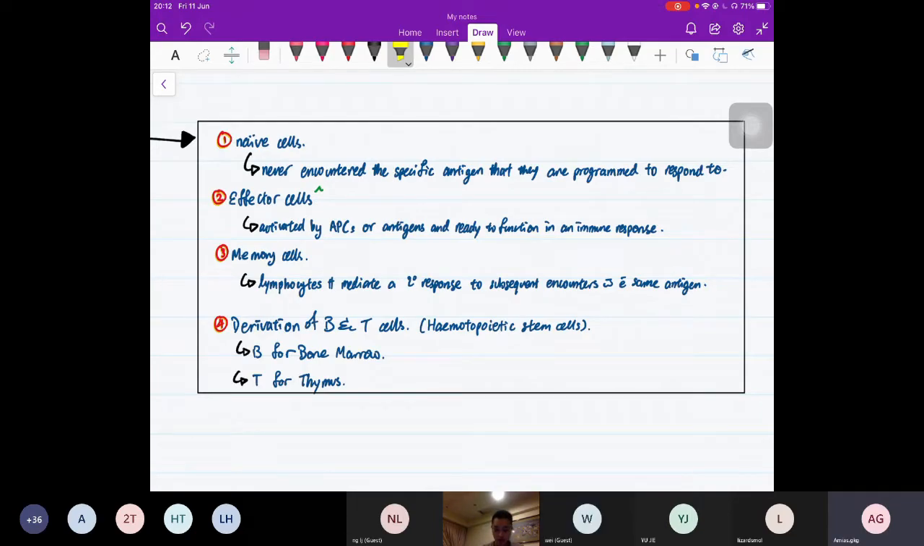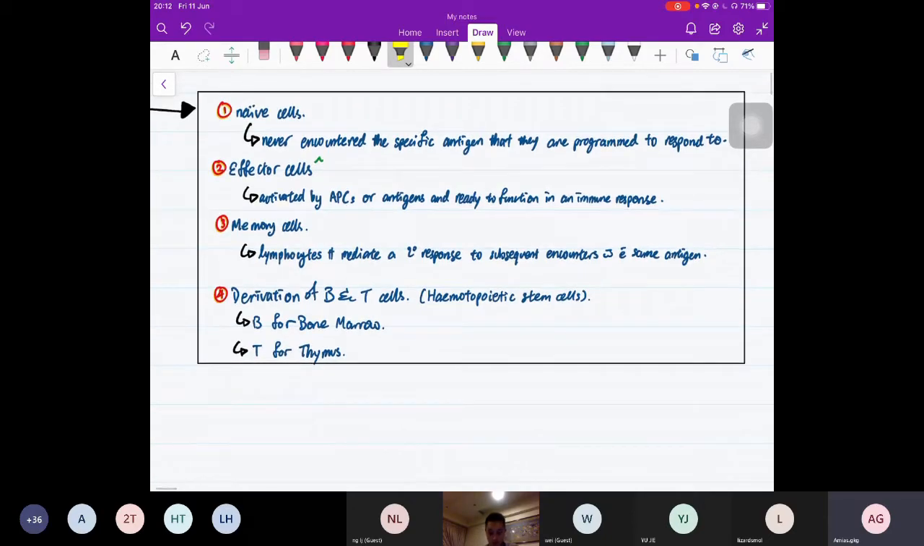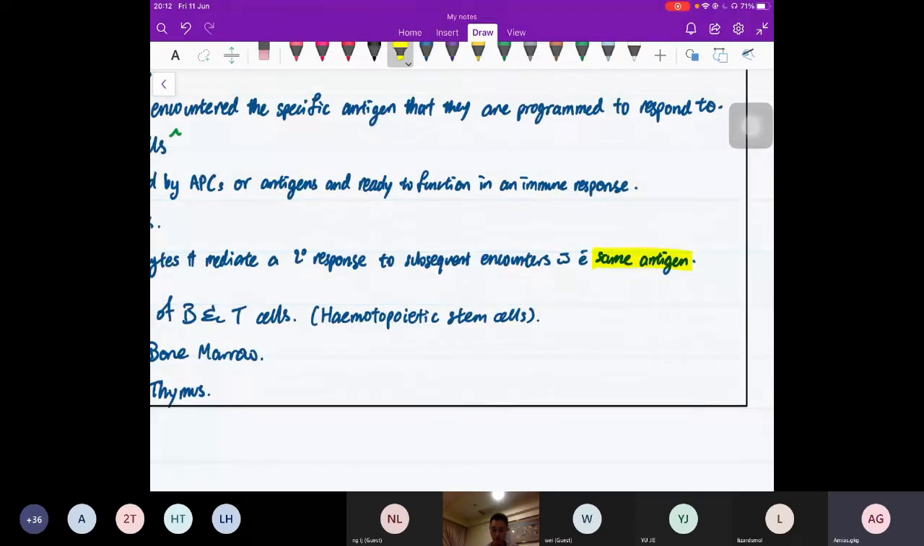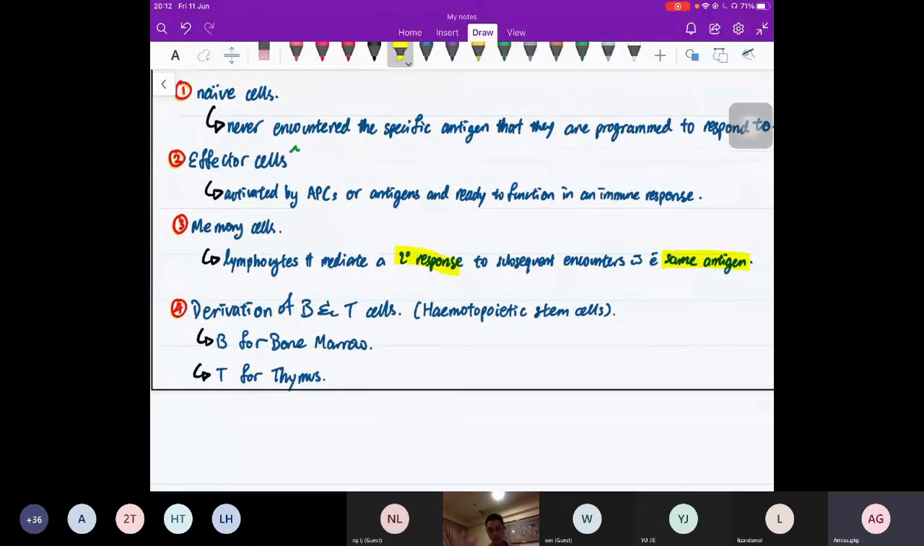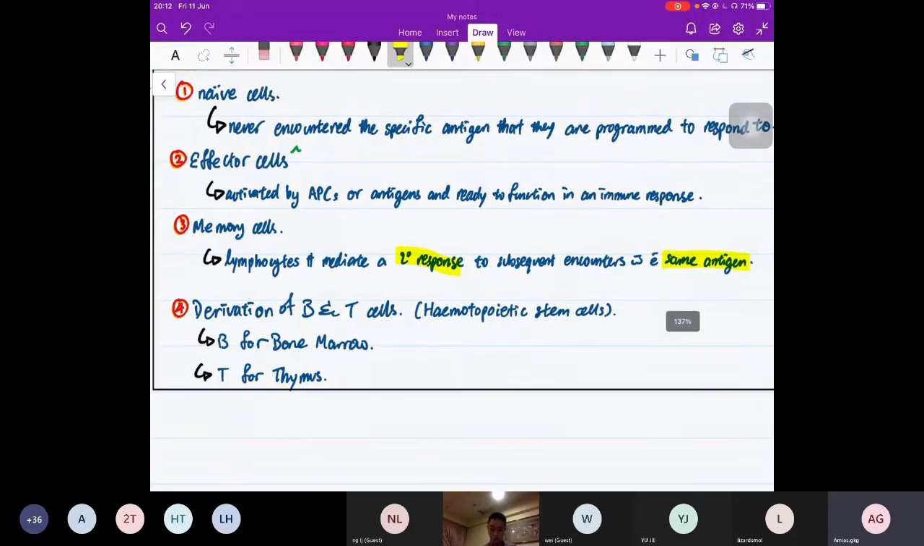Okay, so your naive cells have never encountered your specific antigen before, and your effector cells are activated by your APCs. So your naive cells, after they've been activated, become your effector cells, and your memory cells just help you mediate your secondary response to the subsequent encounter with the same antigen. And you have to use the word same when you're talking about secondary response, because if you don't use the word same, you won't get the mark, and then you won't score.